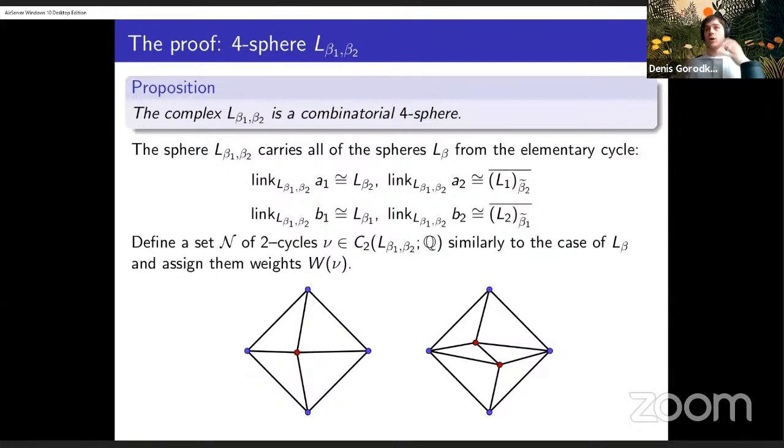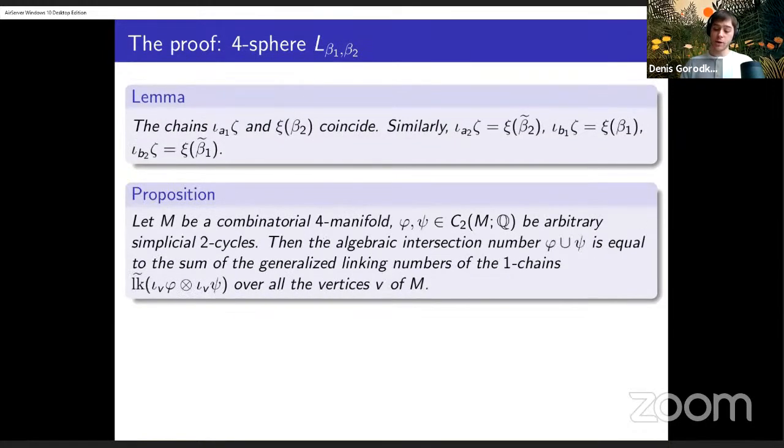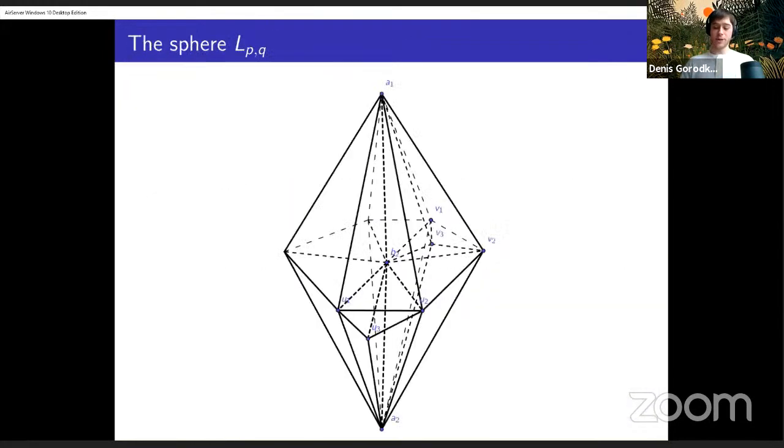And for this, you have to construct a four-sphere from your cycle of bistellar moves. And then you want to do some explicit computations on this four-sphere with Lincoln numbers. I think I'll stop here. Thank you for your attention.